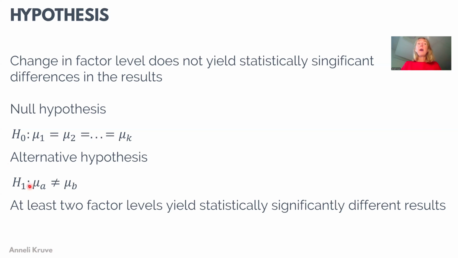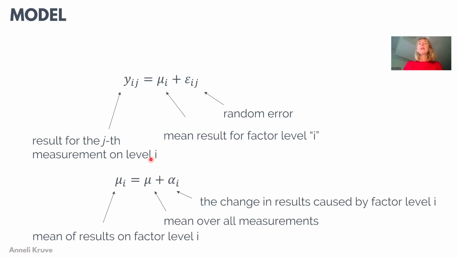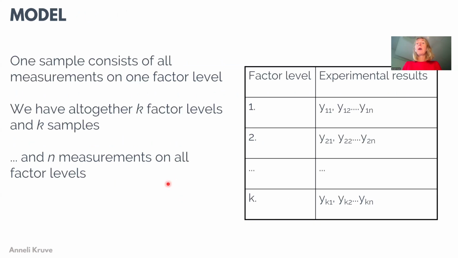And the alternative hypothesis would be that there are at least 2 levels, so at least one comparison where there is a statistically significant difference. That means that there is at least one factor level which is substantially different statistically from the other levels. So one of the means is so much different from the other means that it cannot be explained by random chance alone.